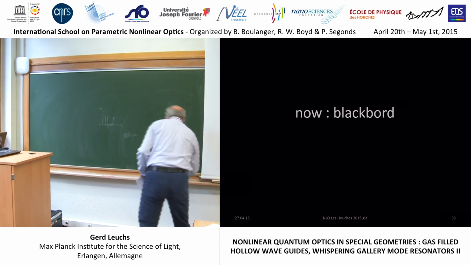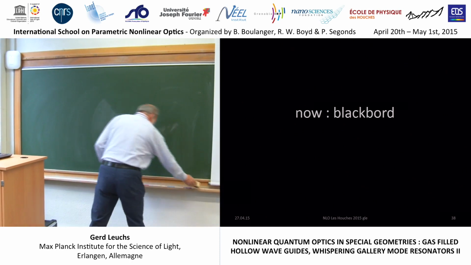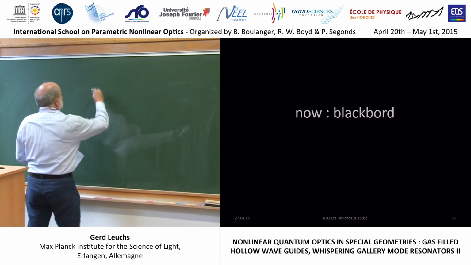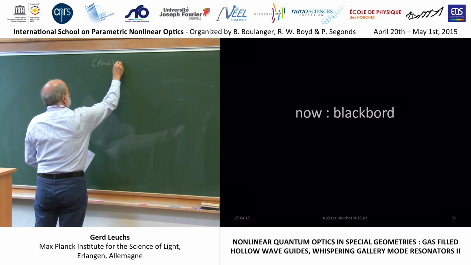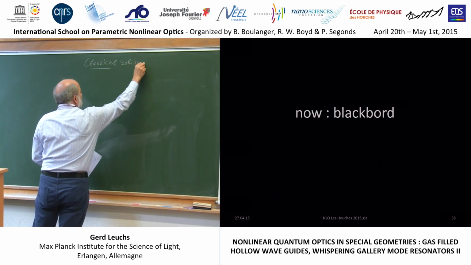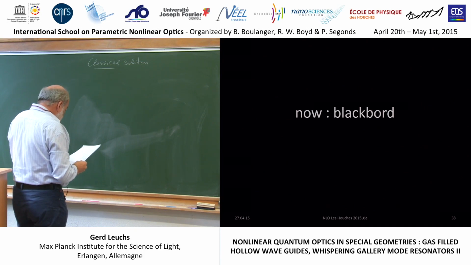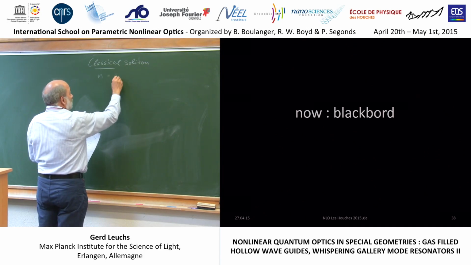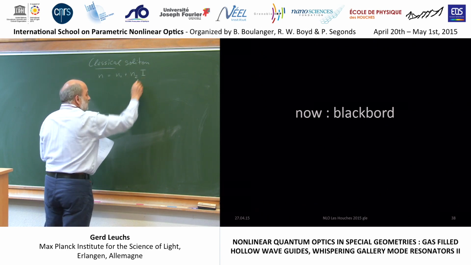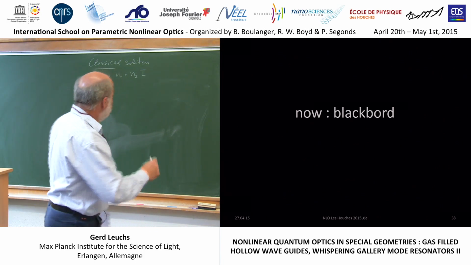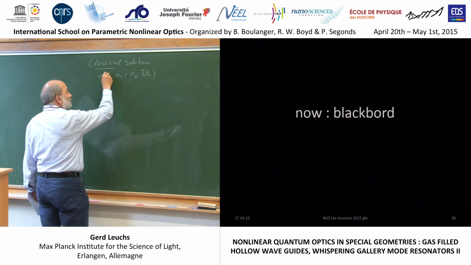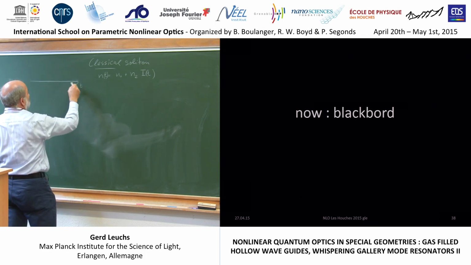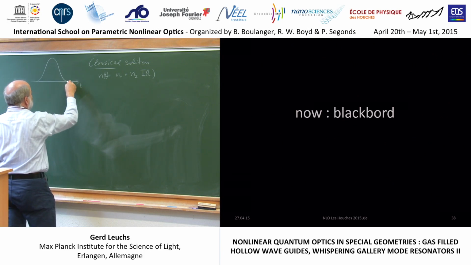So I thought I'll use the blackboard to explain this soliton effect. So this is a classical soliton. If you have n equal to n0 plus n2 times the intensity, and if the intensity is changing as a function of time, then the refractive index will also change as a function of time. And why is it changing as a function of time? Because you have a pulse which is rising and lowering.